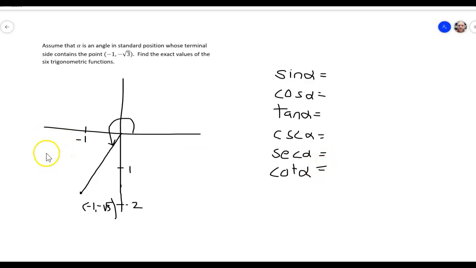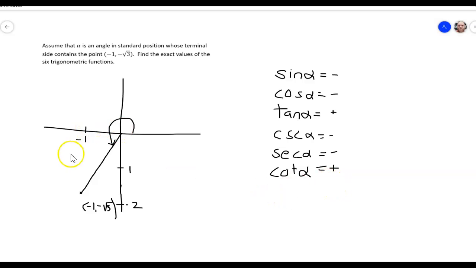This is in the third quadrant. So in the third quadrant, my x's are negative, my y's are negative, and my y divided by x is positive. That means that sine and cosine are both going to be negative, so I'll put the negatives out here. That means that cosecant and secant will also be negative. But since y divided by x is positive and x divided by y is positive, tangent and cotangent will be positive. So I can go ahead and put my signs in here already.